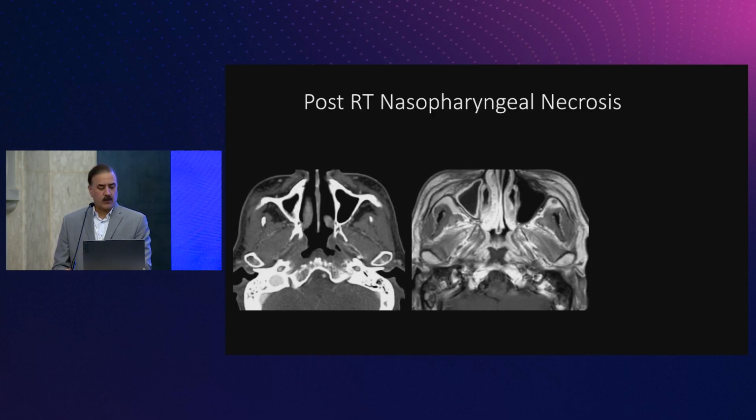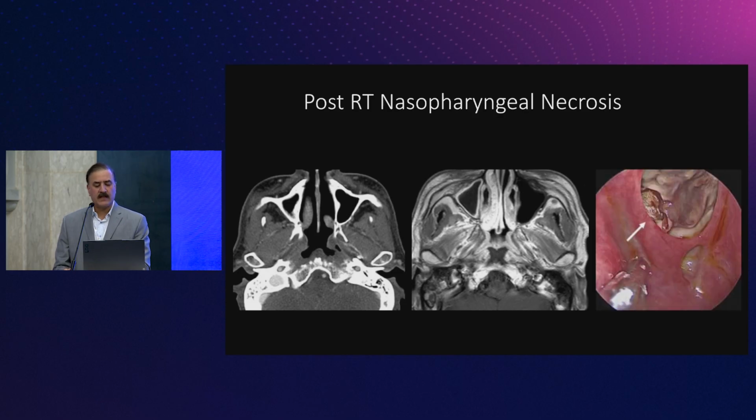And this is a patient that was treated by radiation for nasopharyngeal cancer, and then you can see in the central skull base, now you have development of this hypoenhancing area that was actually a mucosal ulceration, and when they went in, they saw this necrotic tissue behind that ulcerated mucosa.